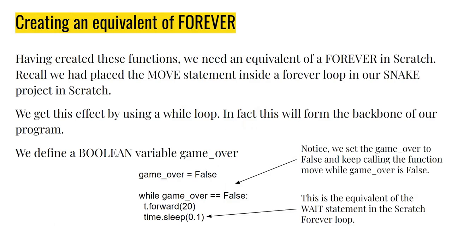Well, for the forever statement, we are going to use a while loop, because remember, while loop allows us to repeat something while a certain condition is true. So I'm going to use a Boolean variable, call it false. While the game over is false, or let's say while not game over, move the turtle forward. In this case, I put 20. We'll see how this number comes about and what are the considerations that go behind it. And then we will use time.sleep to act like a small little wait in there.